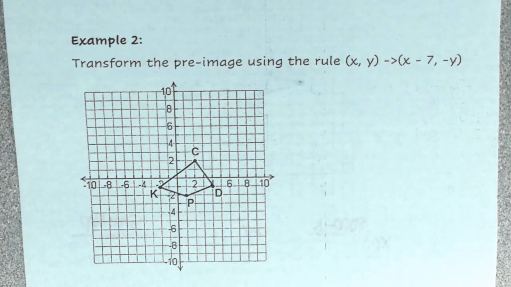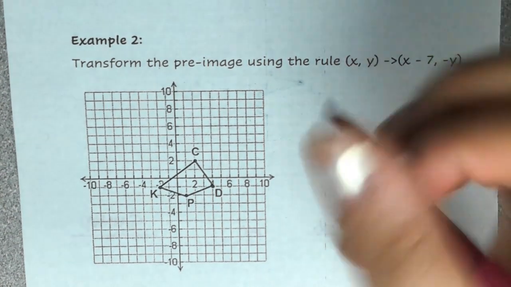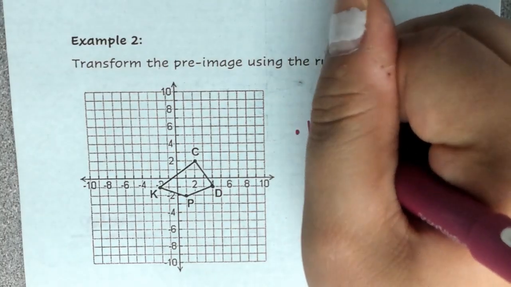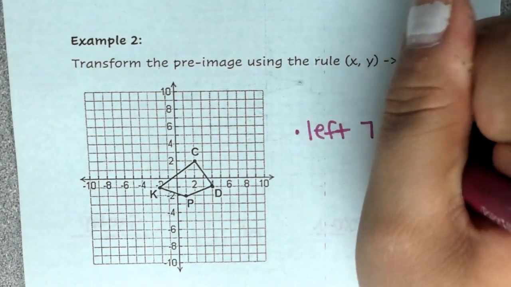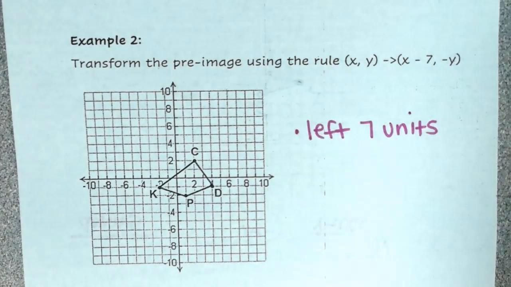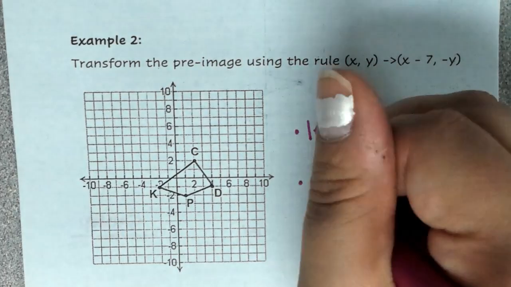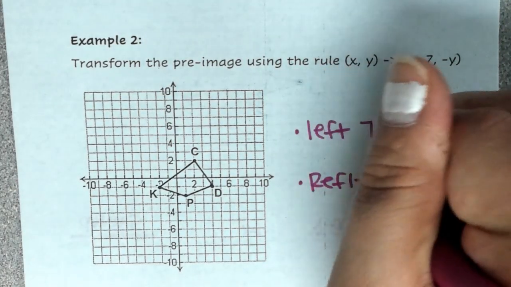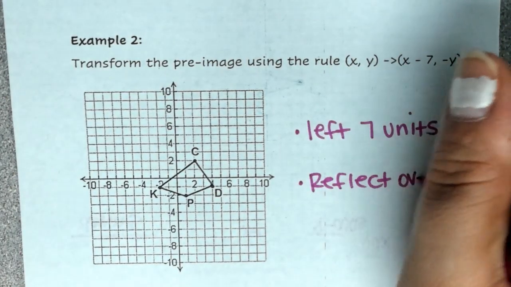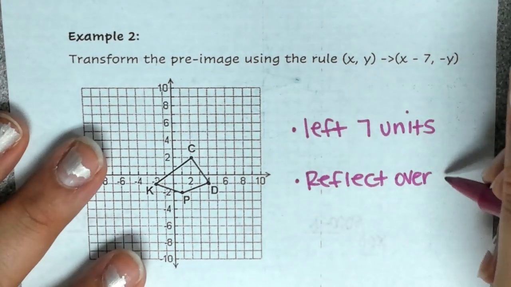It says transform the pre-image using the rule (x, y) goes to (x - 7, -y). What is happening here? All I'm doing is just going left 7. I'm going to go left 7. And what else am I going to do? Negative y. A negative y does what? That is going to reflect over the x-axis.